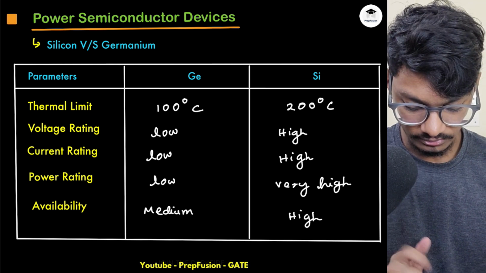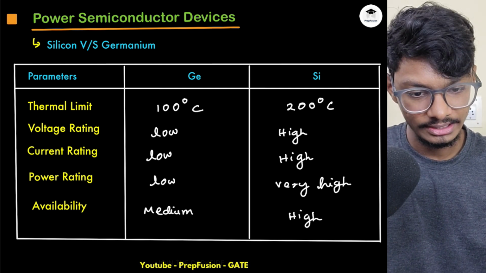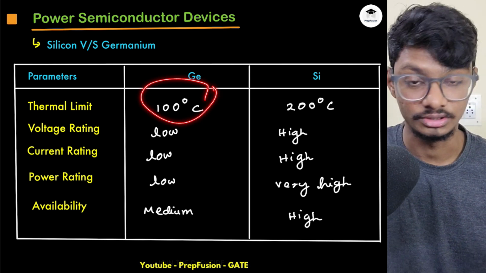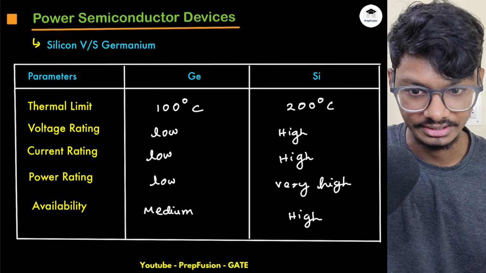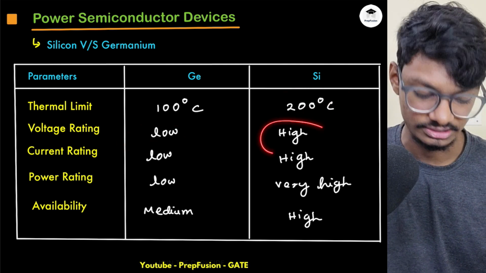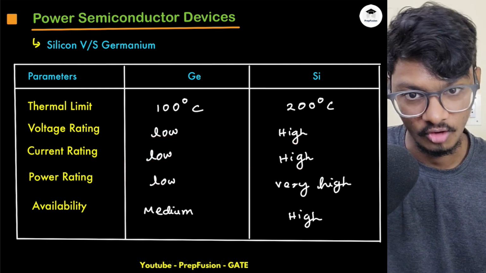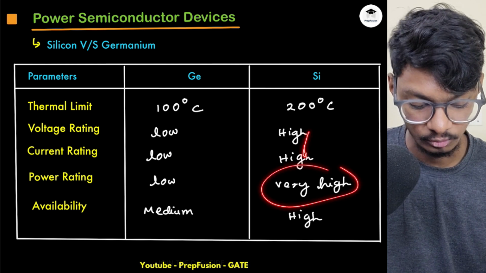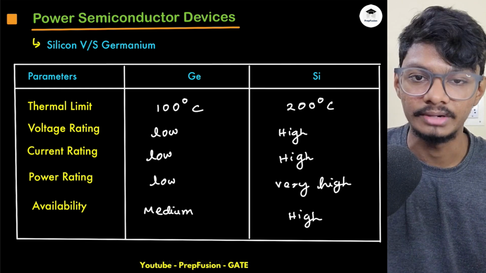So as I was telling, let's compare silicon and germanium. You can observe that germanium has a thermal limit of only 100 degrees, while silicon has 200 degrees. Germanium has a low voltage rating, silicon has a high voltage rating. It has a low current rating, silicon has a high current rating. Power rating is obviously low because the current rating and voltage rating are low, but for silicon both are high, so power can be high. Availability is medium for germanium, high for silicon. So that's why we use silicon and not germanium.